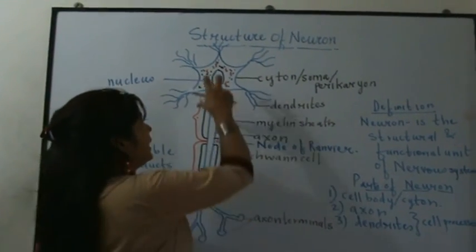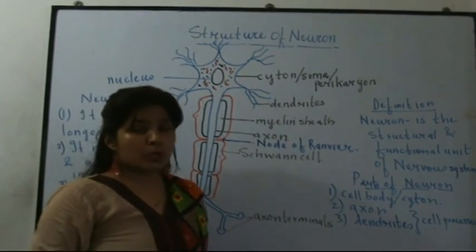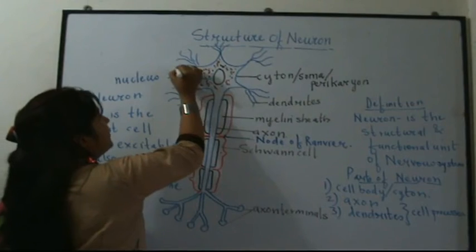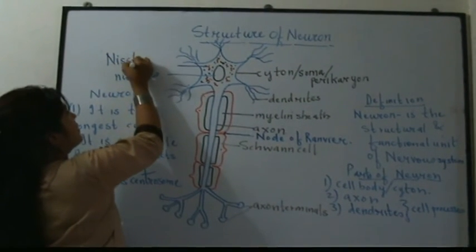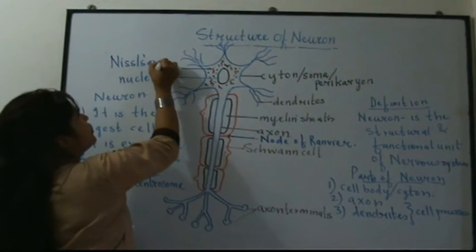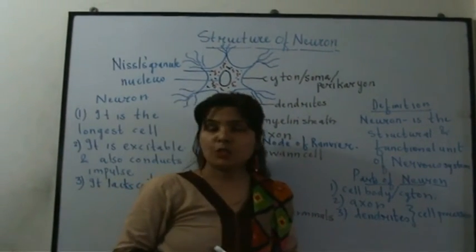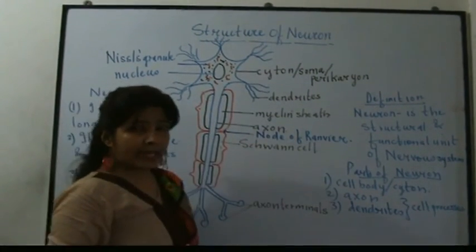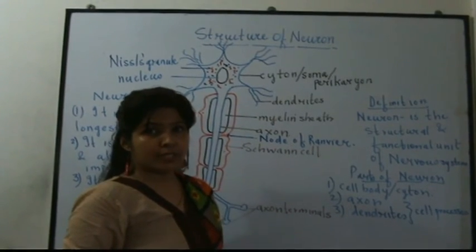Now I did say that the cell body contains every other cell organelle, and it also has Nissl's granules. So I didn't label them. The one in red are the Nissl's granules. Now what are Nissl's granules? Nissl's granules are masses of rough endoplasmic reticulum which are engaged in protein synthesis. But the axons lack Nissl's granules. That's an important point. Axons do not have Nissl's granules.